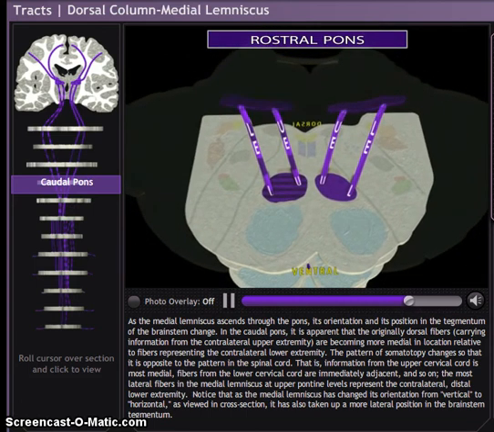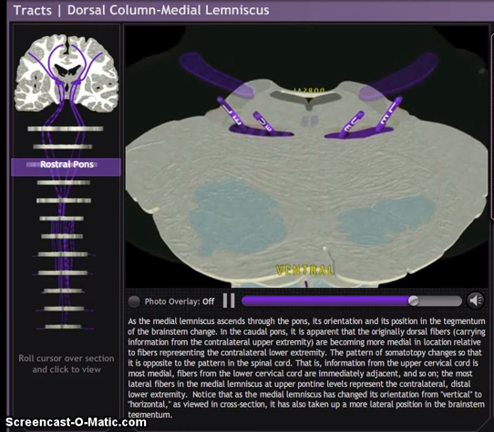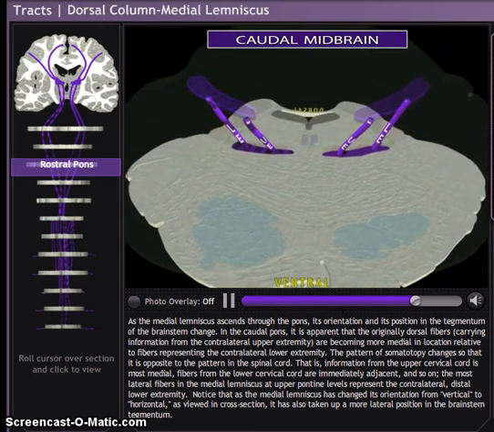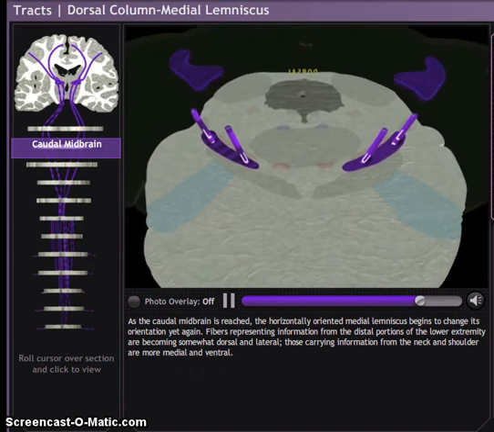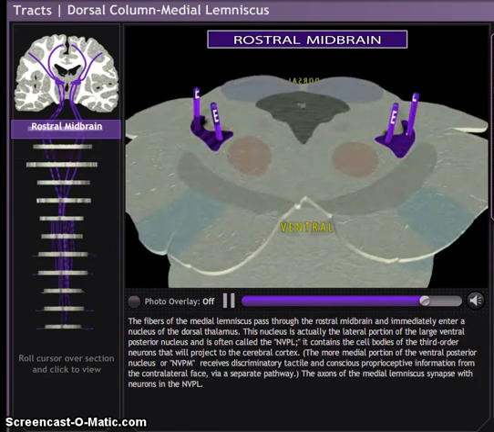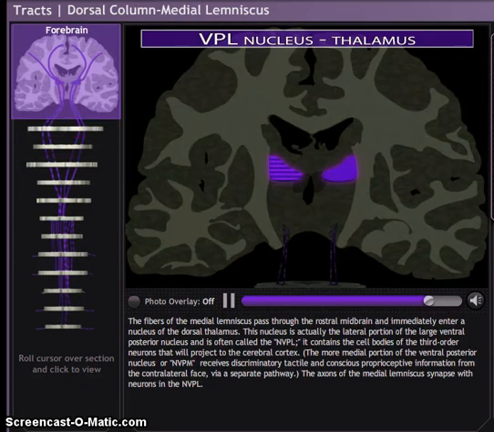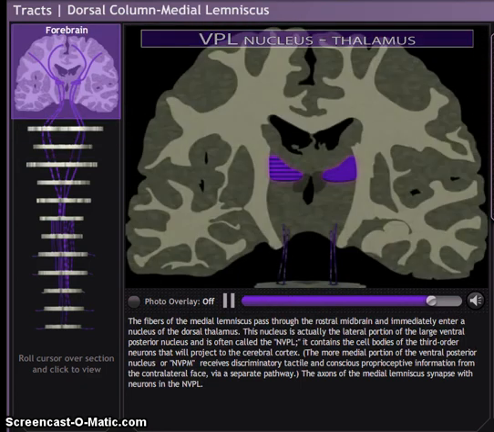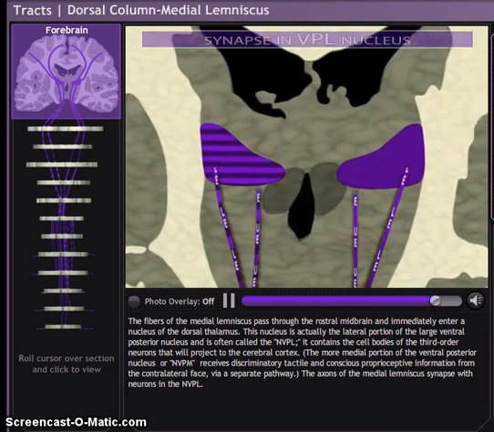Previously dorsal fibers become medial and the pattern of somatotopy changes so that it is opposite to the pattern in the spinal cord. As the caudal midbrain is reached, the horizontally oriented medial lemniscus changes its orientation yet again. The fibers of the medial lemniscus pass through the rostral midbrain and immediately enter the ventral posterior lateral nucleus of the dorsal thalamus. There they synapse with third-order neurons.